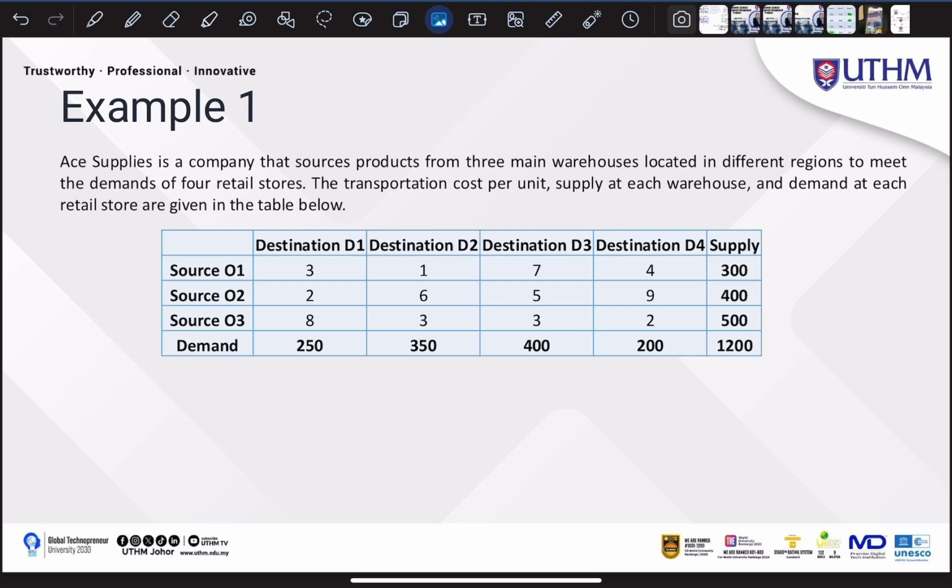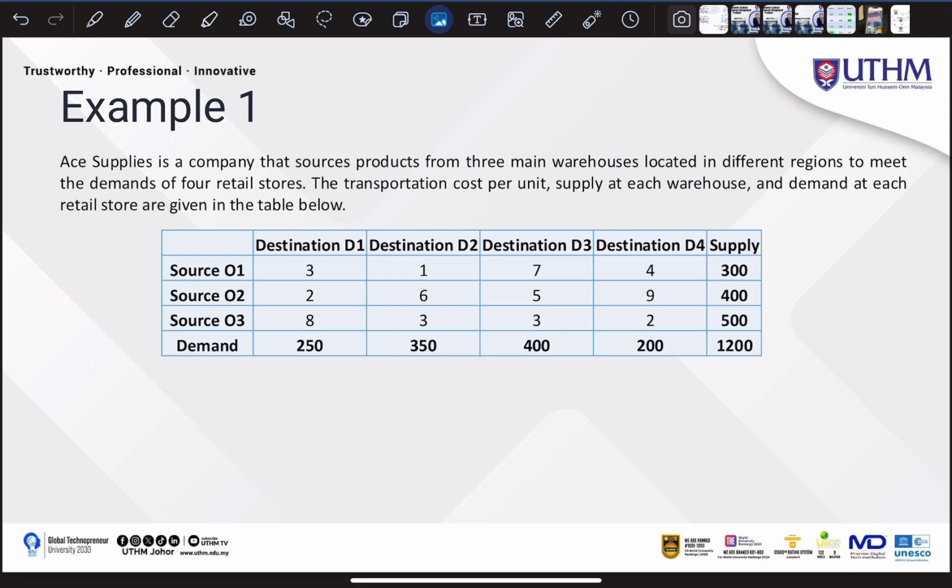This supplier is a company that sources product from 3 main warehouses located in different regions to meet the demand of 4 retail stores. The retail stores stand for the destinations D1, D2, D3, and D4. And then we have supply at each warehouse, from sources O1, O2, and O3. So that is where the supplies are coming from. This is the table. We need to solve the problem using the northwest corner method.